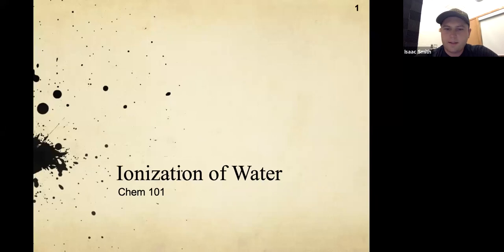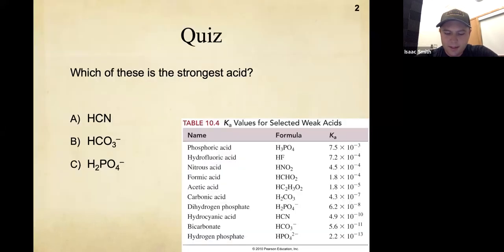All right. Let's go ahead and do a review quiz from the last lecture. Okay, so again, we talked about Kas in the last lecture and how Ka is an equilibrium constant and what it represents, and that the larger the Ka, the stronger the acid. So if you look at all 3 of these acids over on the table there, you'd see that the largest Ka is the dihydrogen phosphate.